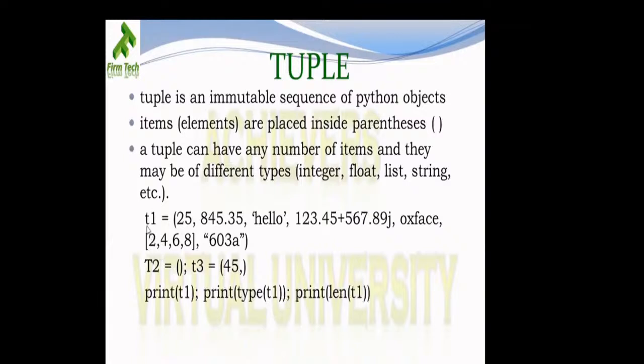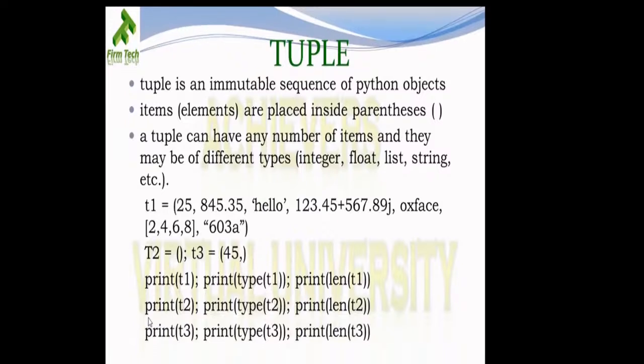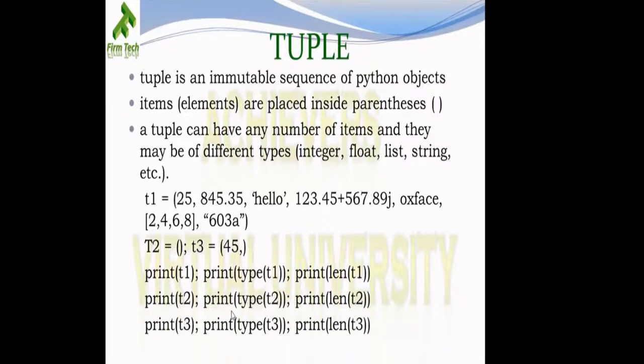To print the tuple T1, we can use the print of T1 command. And to display the type of the tuple, we should use print of type of T1. And this print of len of T1 will display the number of elements inside the tuple T1. Similarly, to print T2, we can use print T2, print of type of T2, or to print the length, we can use print of length of T2. The same thing can also be done with T3.